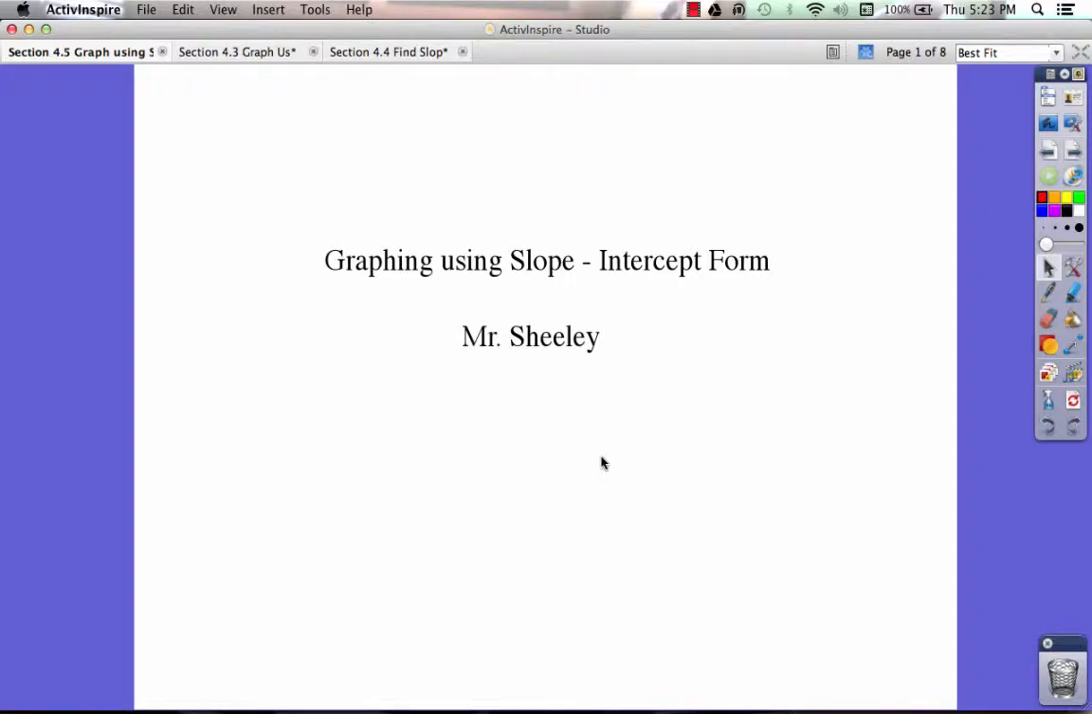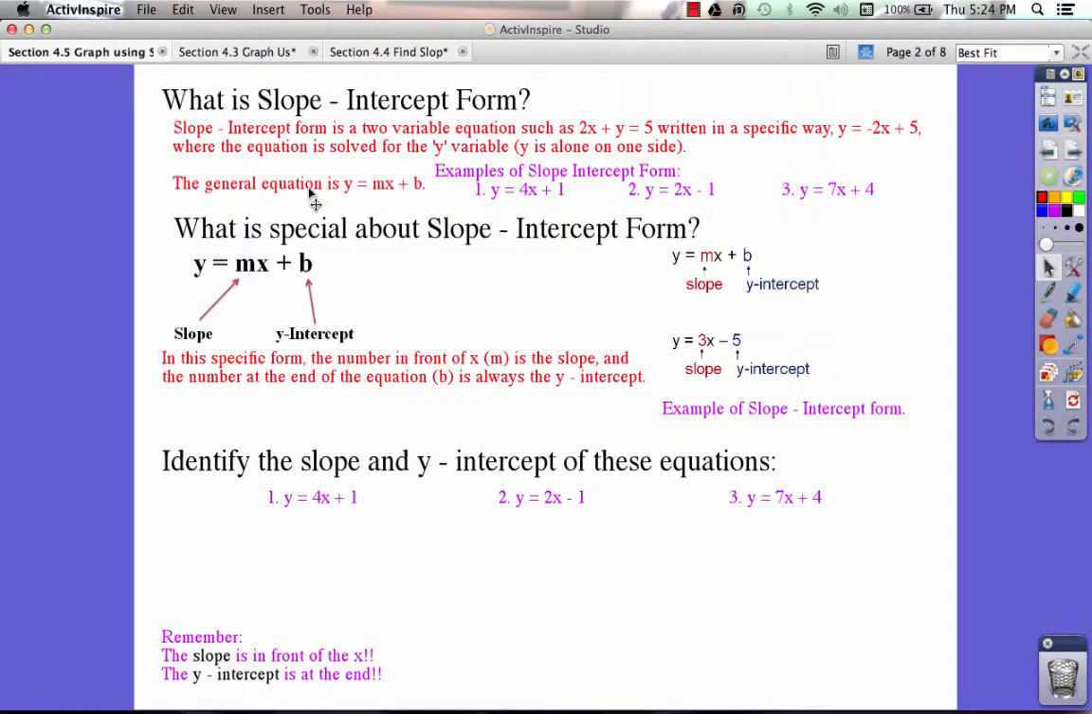Today's topic is graphing using slope-intercept form. You might ask yourself, what is slope-intercept form? Well, slope-intercept form is simply when you have a two-variable equation such as 2x plus y equals 5 written in a specific way where y is alone and has been solved for on its own side, equaling the rest of the equation. So these two equations, y equals negative 2x plus 5 and 2x plus y equals 5, are the exact same equations.